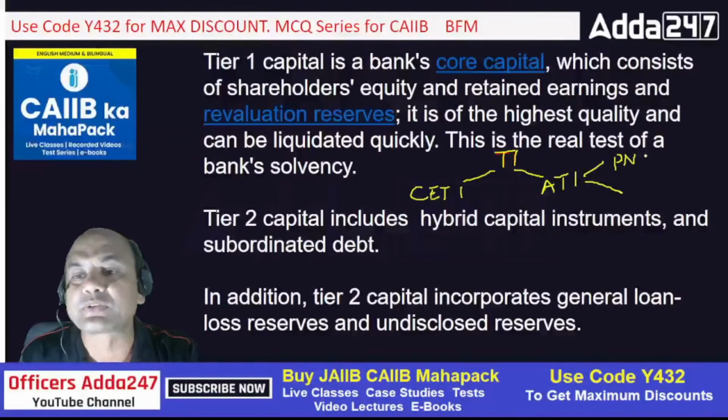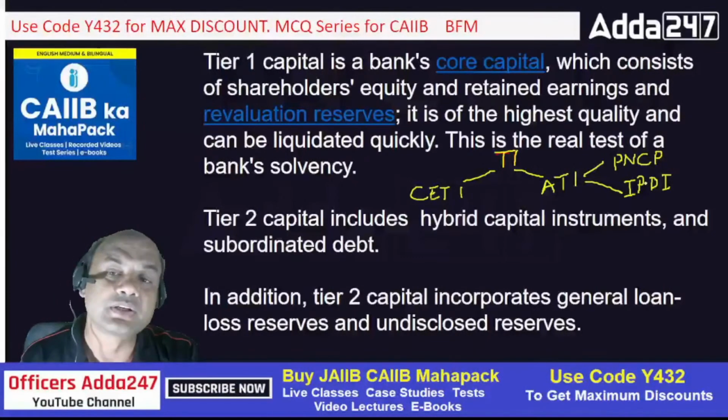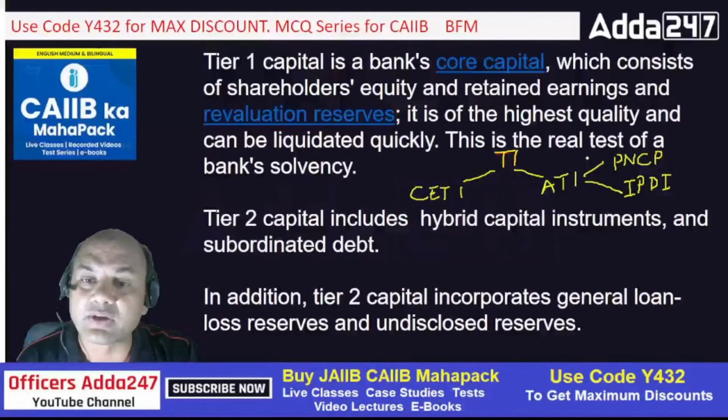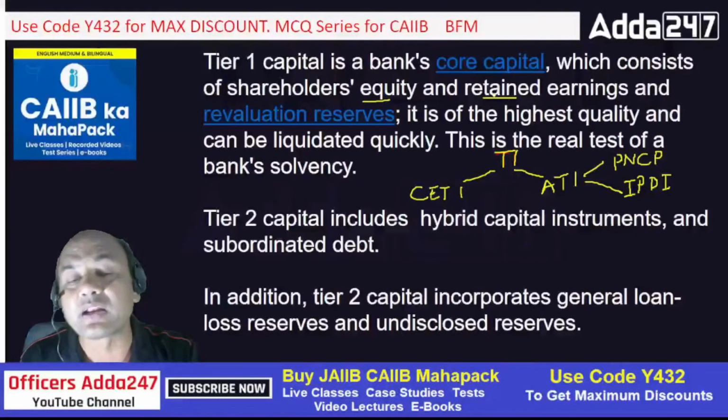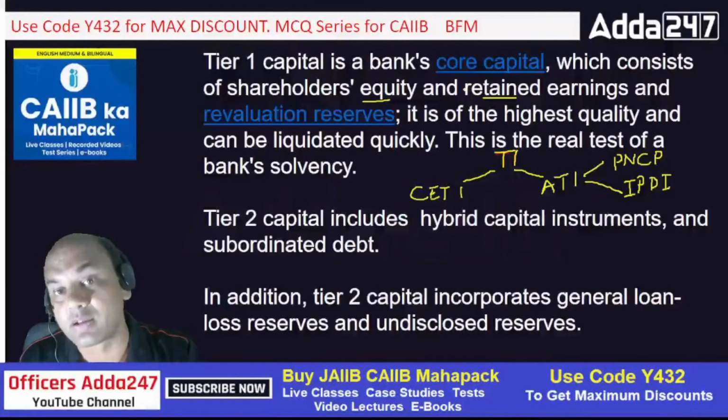PNCPS, perpetual non-cumulative preference shares, and the second one is IPDI, innovative perpetual debt instruments. Okay, these are the two ones. So these are there in AT1, and in CET1 we have equity and retained earnings. Now retained earnings includes net profit, remember.